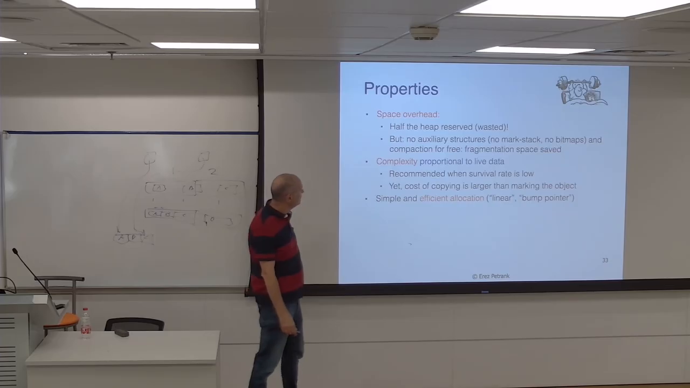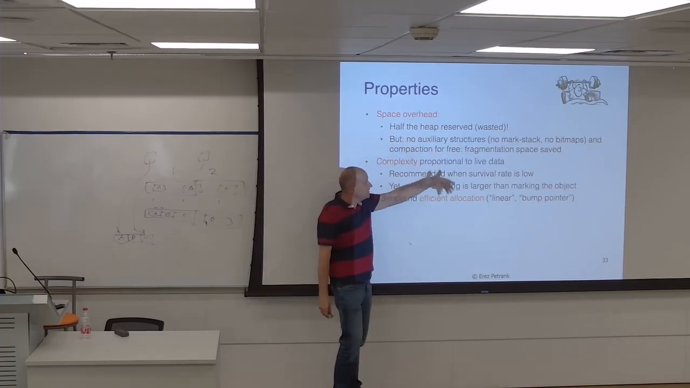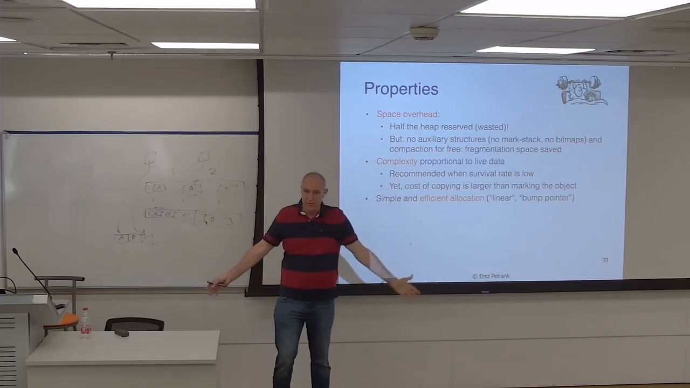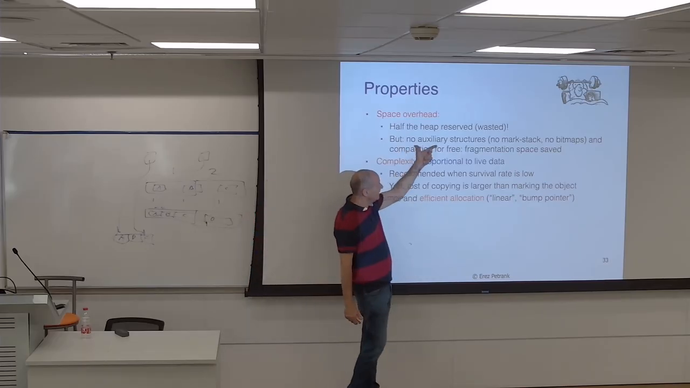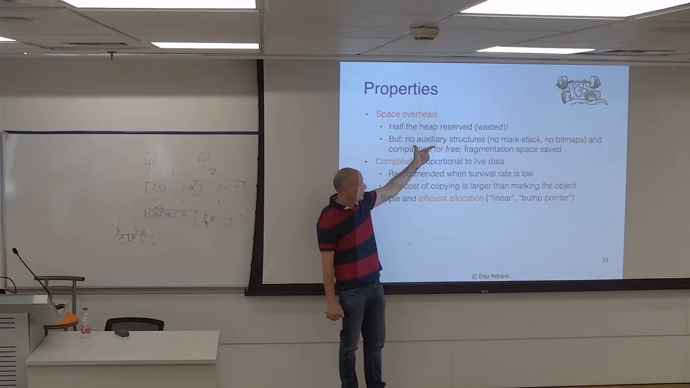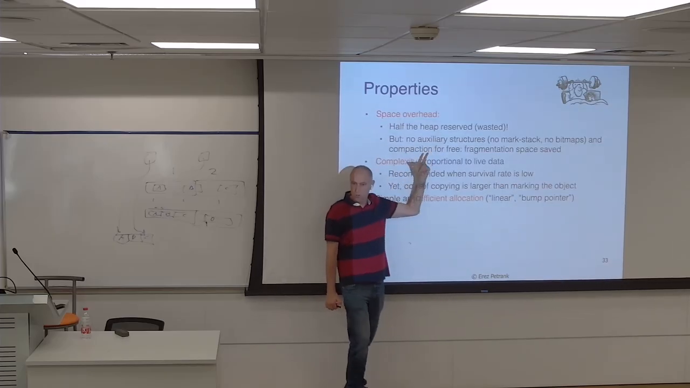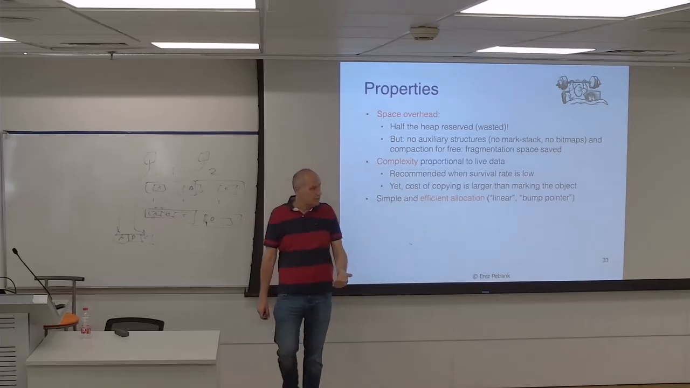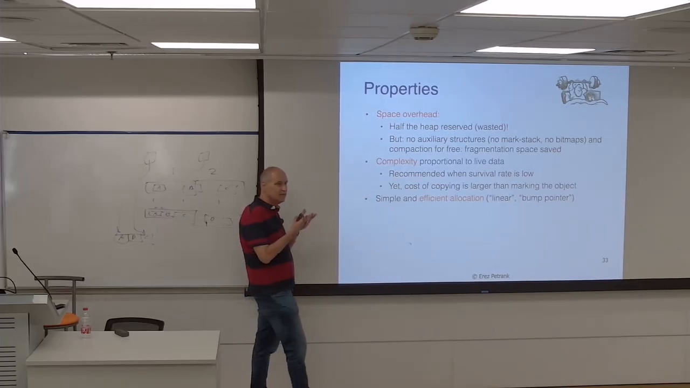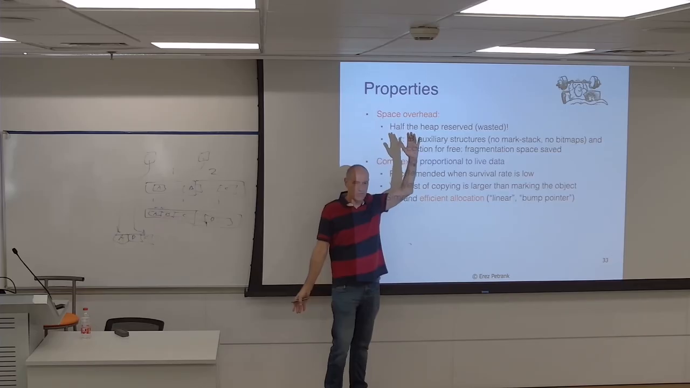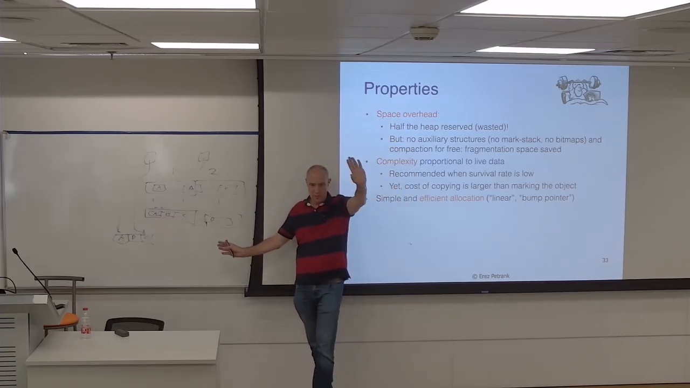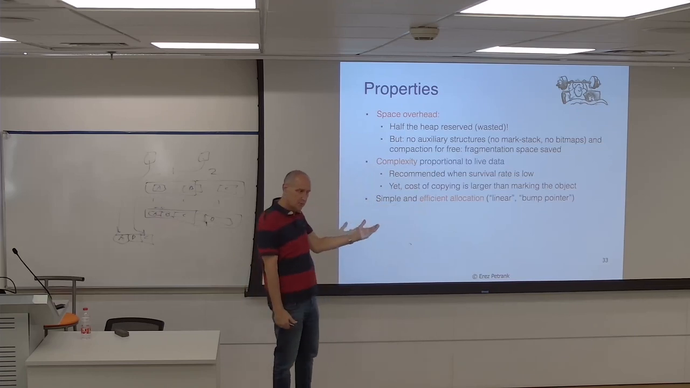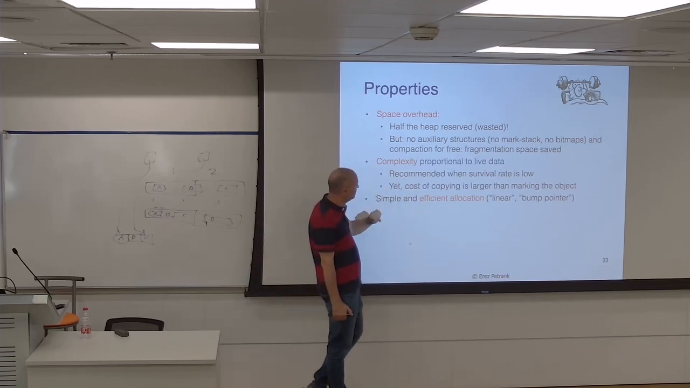Okay, so properties. Space overhead: half the heap is wasted, it's reserved for the next collection, which is not good. But I don't need an auxiliary structure like a mark stack, and I get compaction for free. So there are some good things about it. You will never want to have a large heap with a reserved copy. This will never happen in practice, but we will have cases where this will be good.